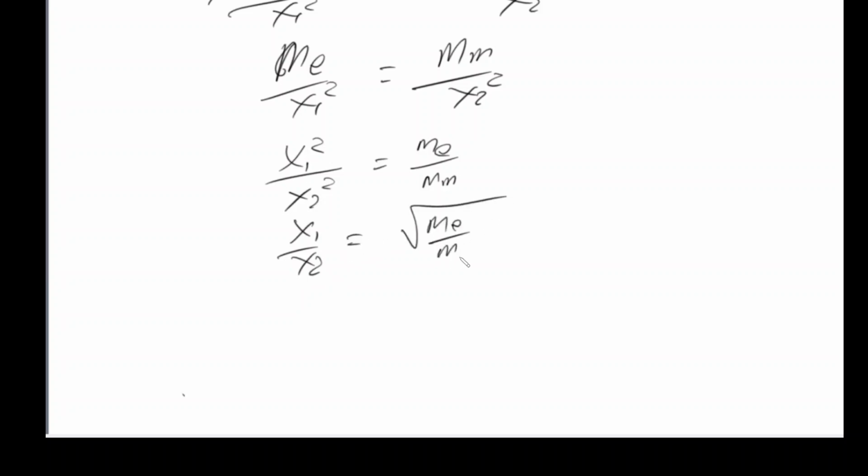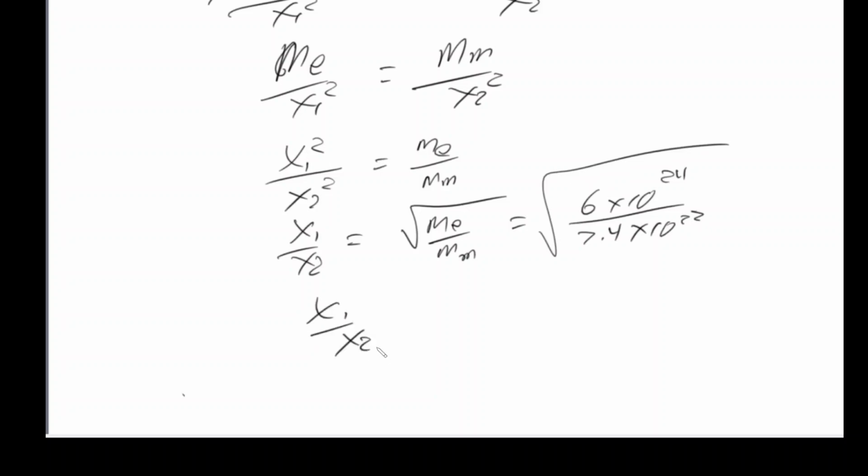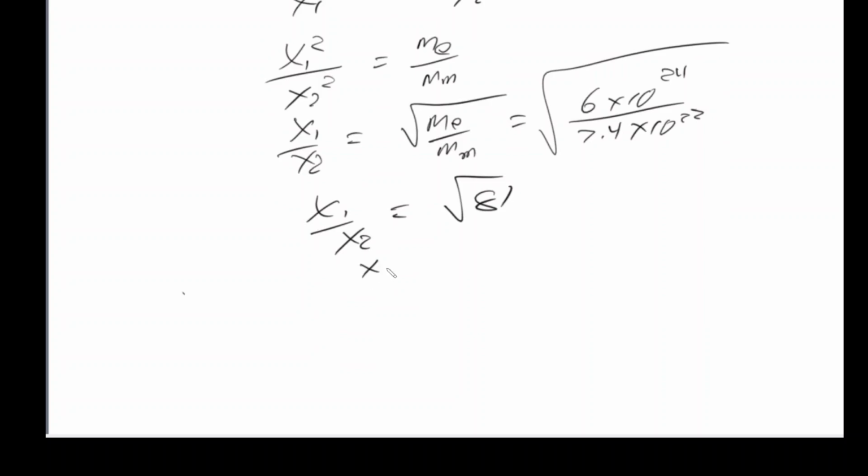Which is equal to, we have these numbers, 6 times 10 to the 24th over 7.4 times 10 to the 22nd, and it's the square root of those. And this becomes the square root of 81, or x1 over x2 is equal to 9.